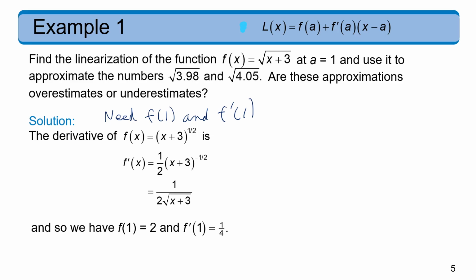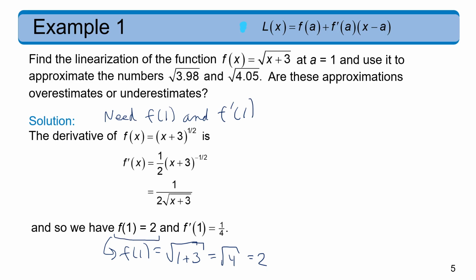So f of 1 is pretty easy. They didn't even show the work here, right? So f of 1, just to show that, would be the square root of 1 plus 3, just plugging into the formula for f of x, which is the square root of 4, which is 2. So that explains where this came from.